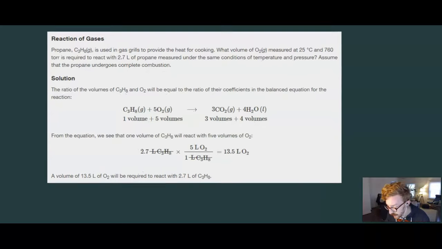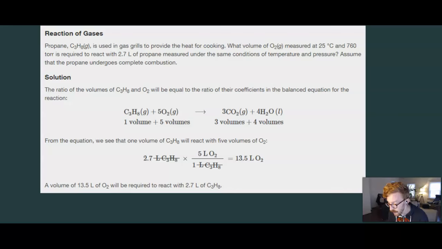So here it's telling us what volume of O2 gas measured at 25 degrees Celsius and 760 torr is required to react with 2.7 liters of propane measured under the same conditions of temperature and pressure. So actually, you notice this is not even STP necessarily. It's just that we know if it's an ideal gas and it's the same temperature and pressure, then the mole amount is reflected in the volume.